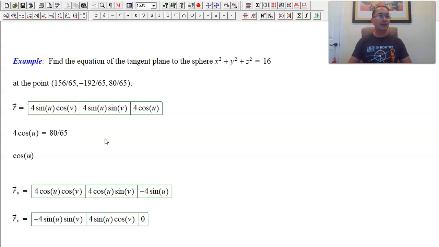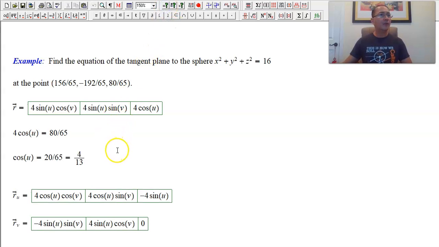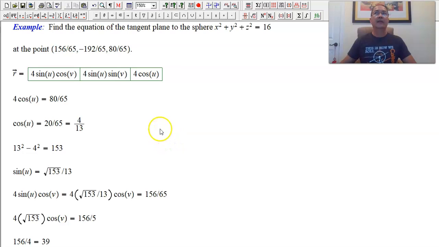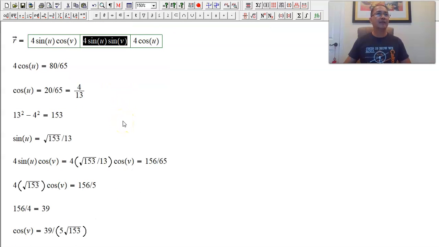So what does that mean? Cosine u is 20 over 65. And we can reduce that for now. It is 4 over 13. Okay, so we also need to do the same for sine of v. Or, of course, we can also get it from cosine v, but let's see what happens.